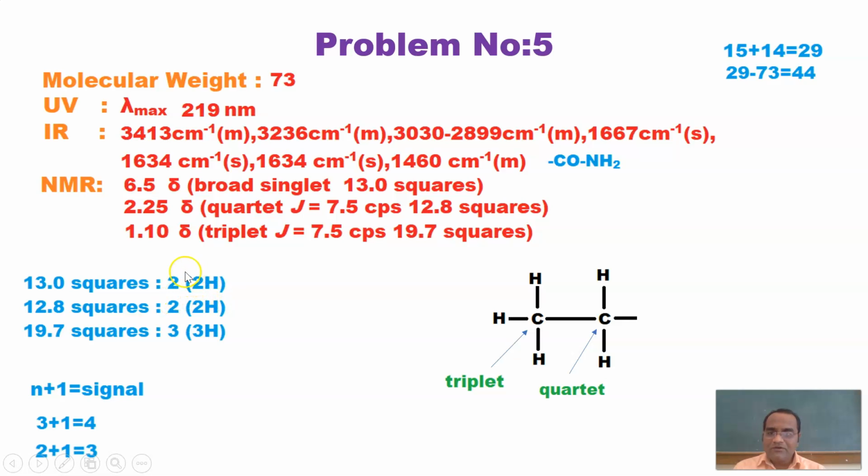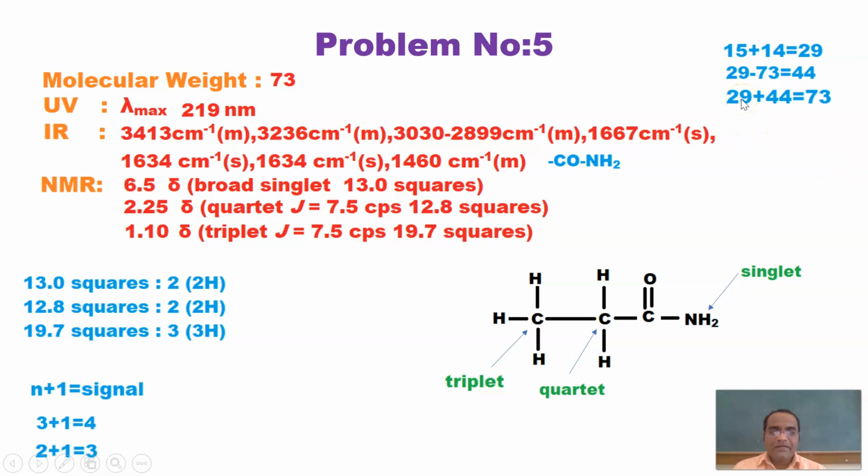See here, the first carbon is showing a broad singlet, but the number of hydrogens there is 2. So it means that the functional group should have 2 hydrogens. So here it cannot be an OH, because the signal here is also medium type, and this 6.5 delta value could be for OH also, but here the number of hydrogens is 2. So it means that it should be an amide only. So I will write amide, and now we will calculate the molecular weight of the compound.